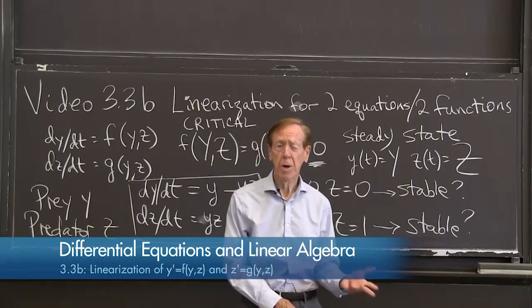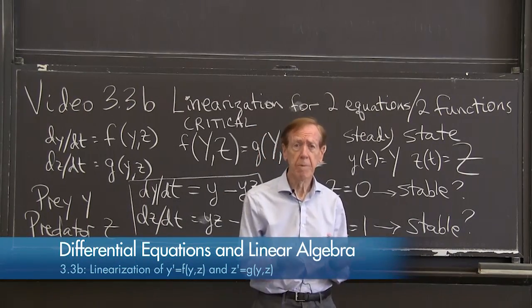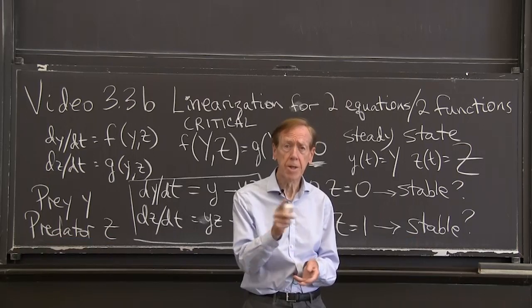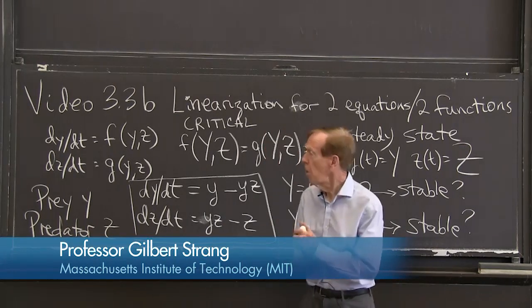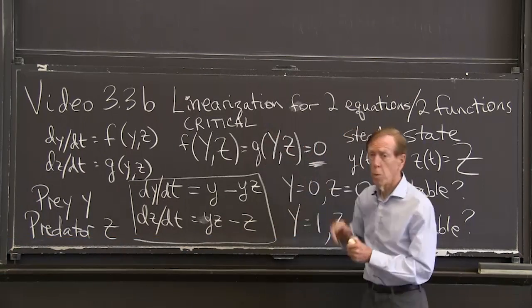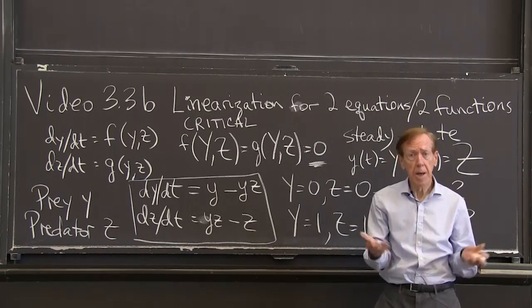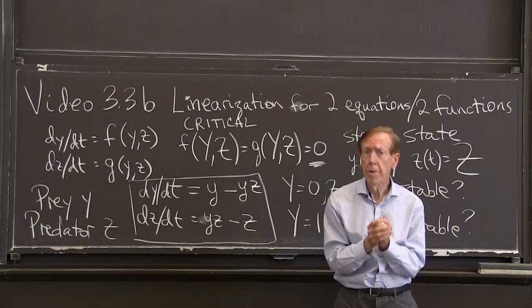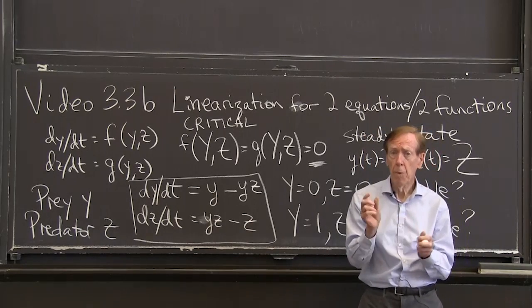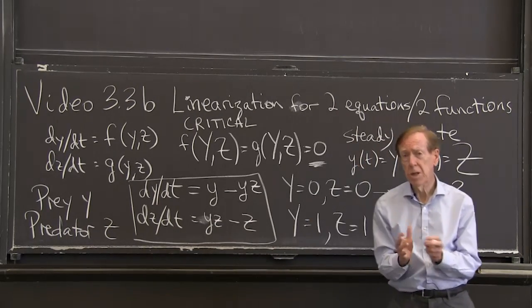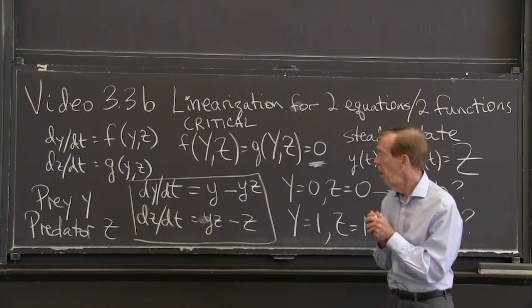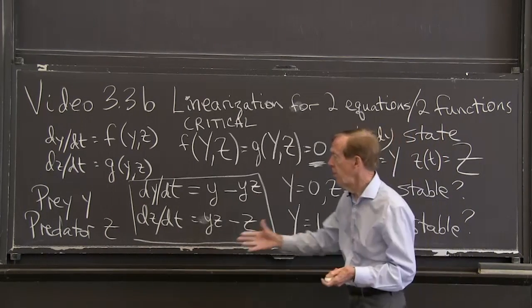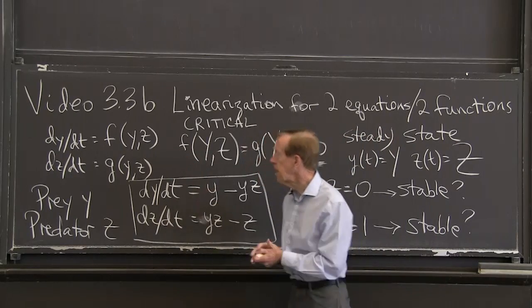Okay, two equations. The question of stability for two equations, stability around a critical point. The idea will be to linearize, to look very near that critical point, but now we're in two dimensions, so that's a little more to do. Okay, so here's the general picture, and then here's an example.